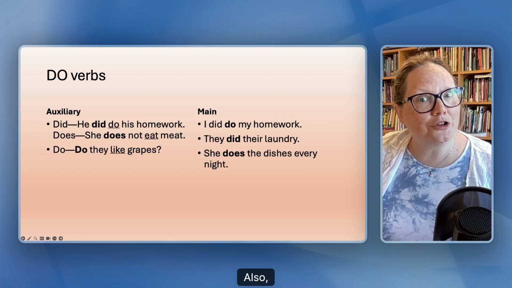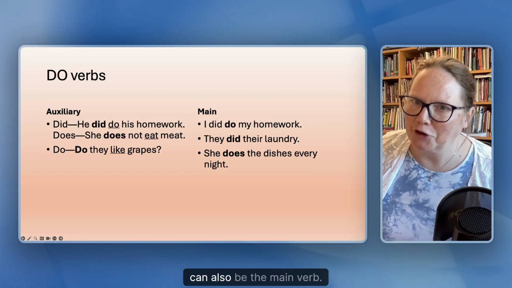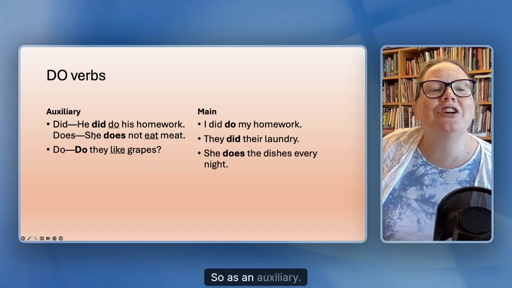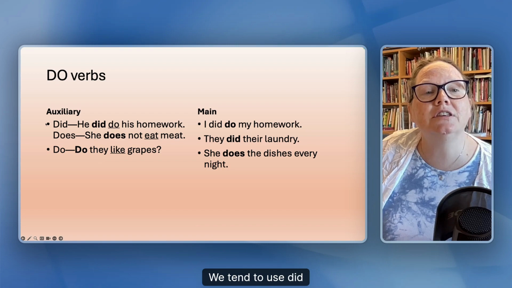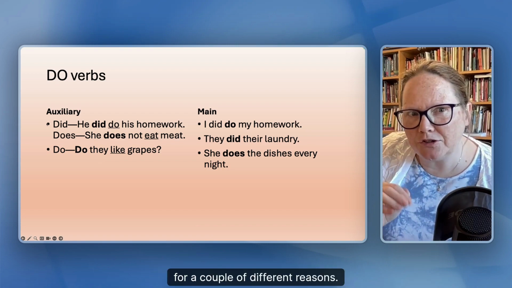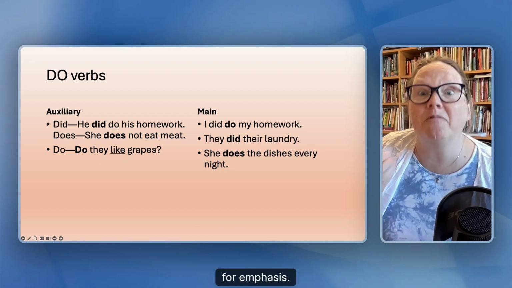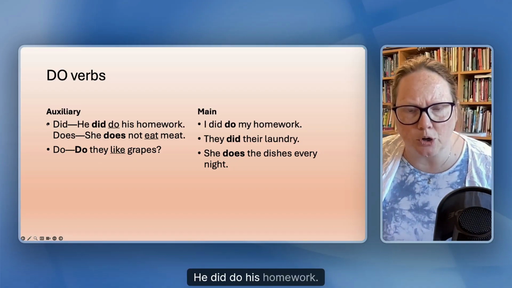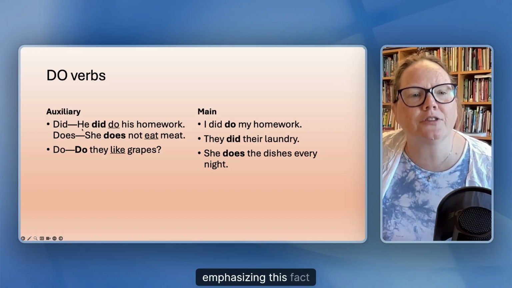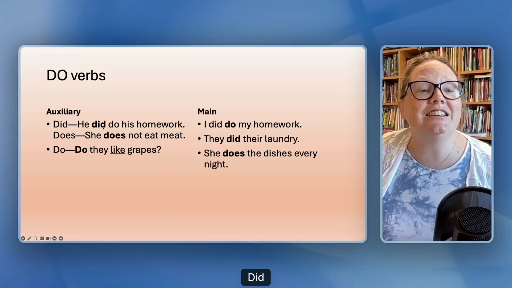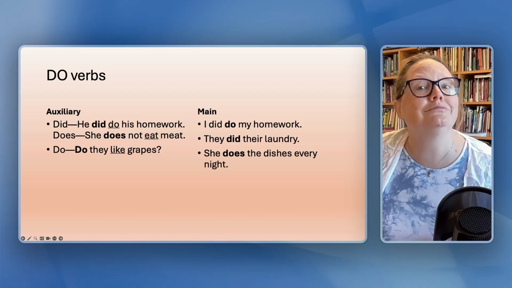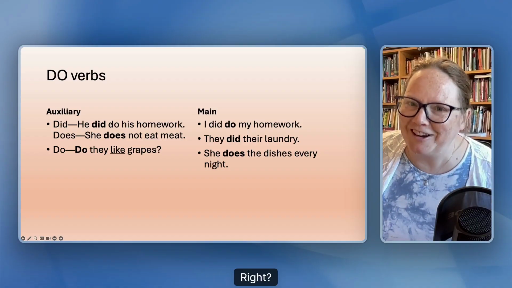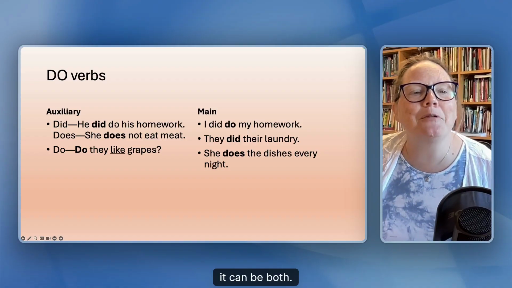Do verbs are also auxiliaries, and can also be the main verb. As an auxiliary: he did do his homework. We tend to use did for a couple of different reasons. One, for emphasis. He did do his homework, emphasizing this fact. In this case, did is our auxiliary and do is the main verb. So you can see there, it can be both.